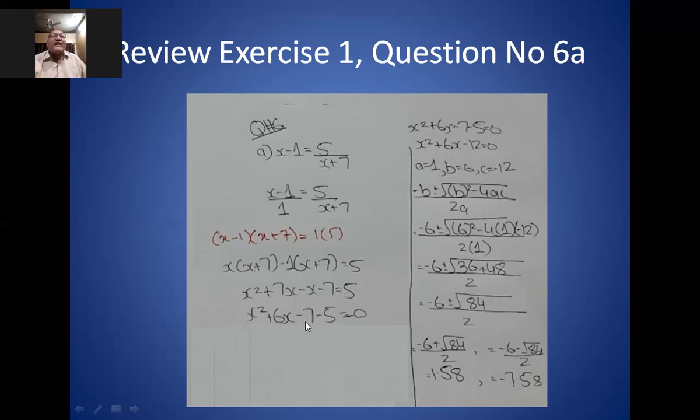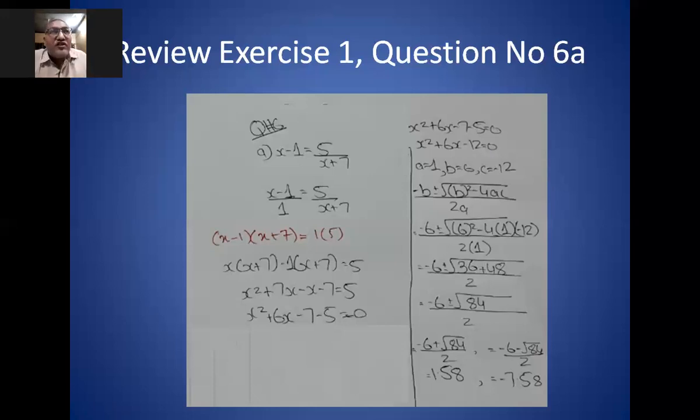So you will have x squared plus 6x minus 7, and I bring this 5 to this side, so it becomes minus 5 equals 0. So you have x squared plus 6x minus 7 minus 5 equals 0. This will be x squared plus 6x minus 12 equals 0. Now this is converted into the standard quadratic form: you have x squared, then x, then the constant, equals 0.